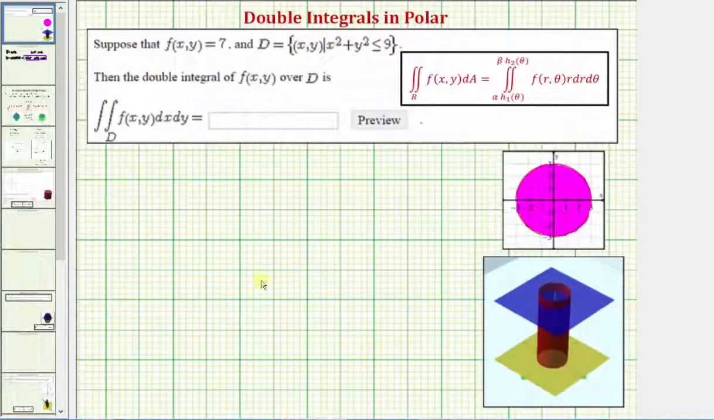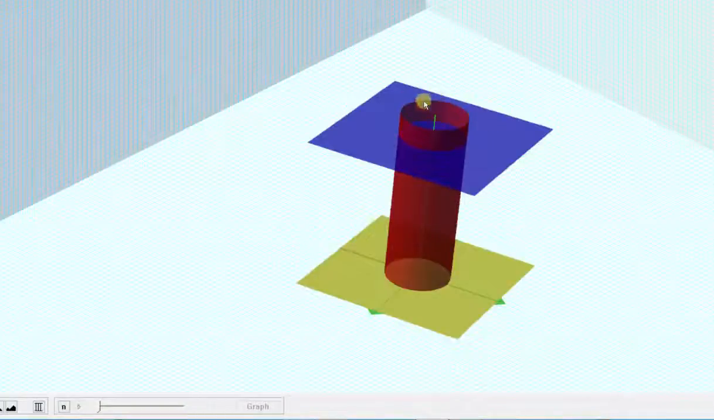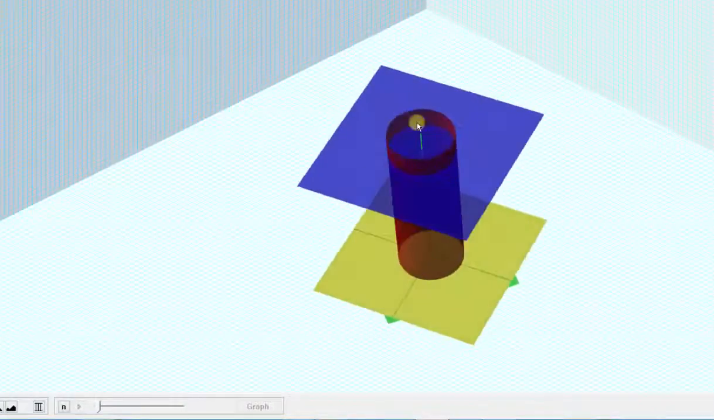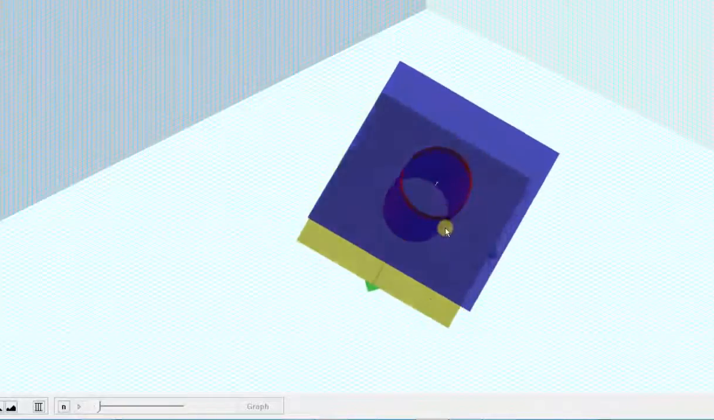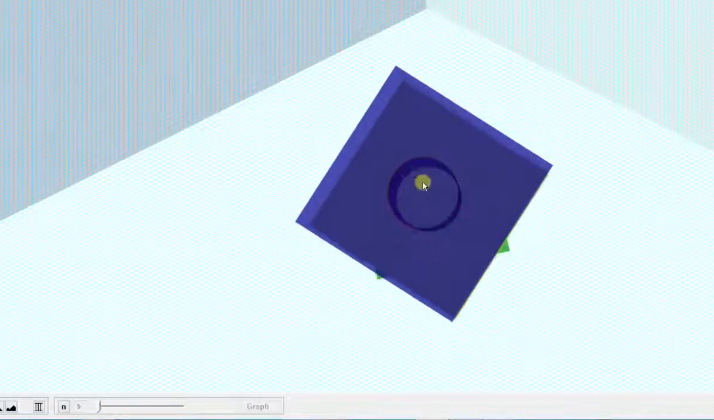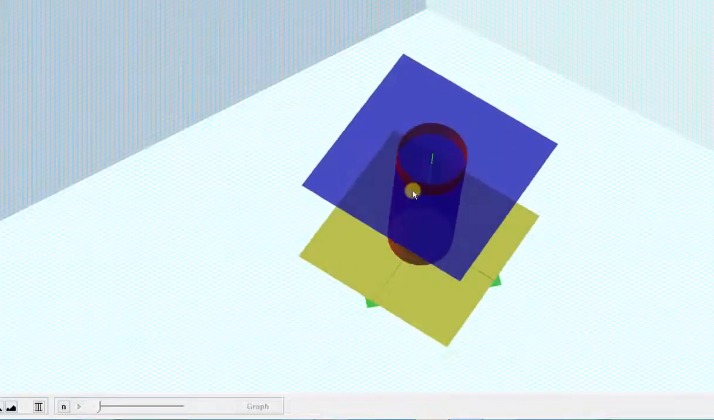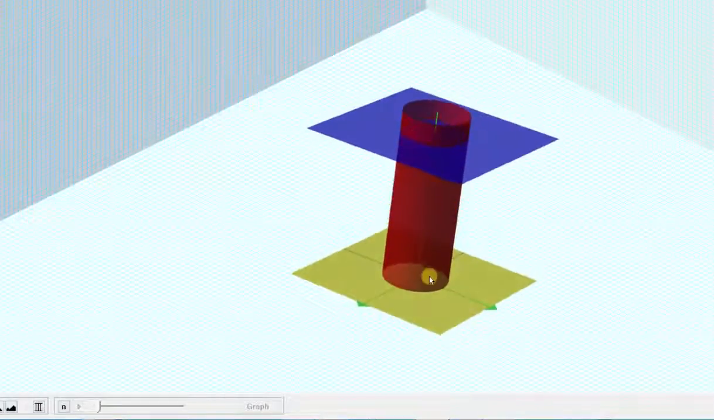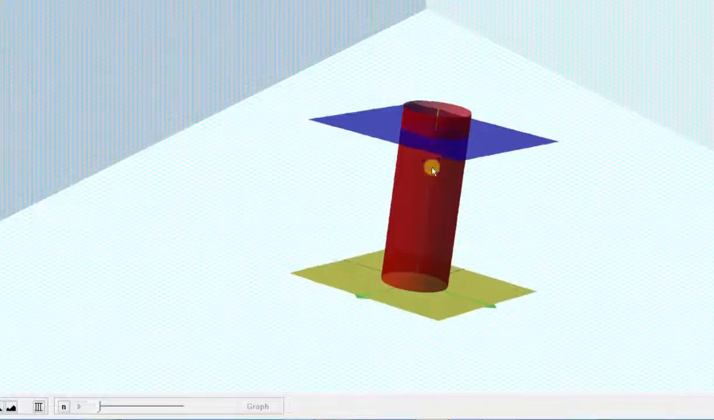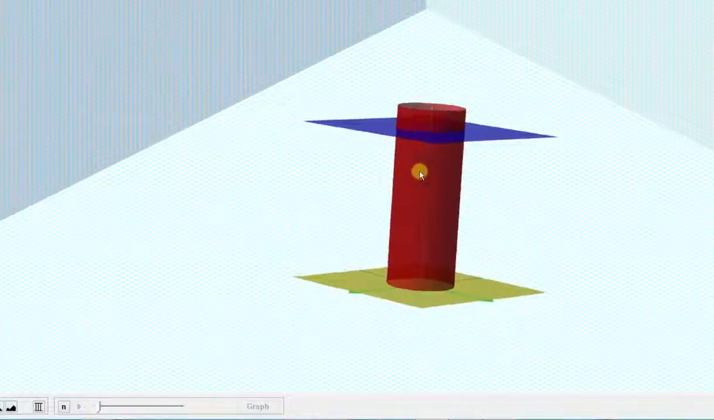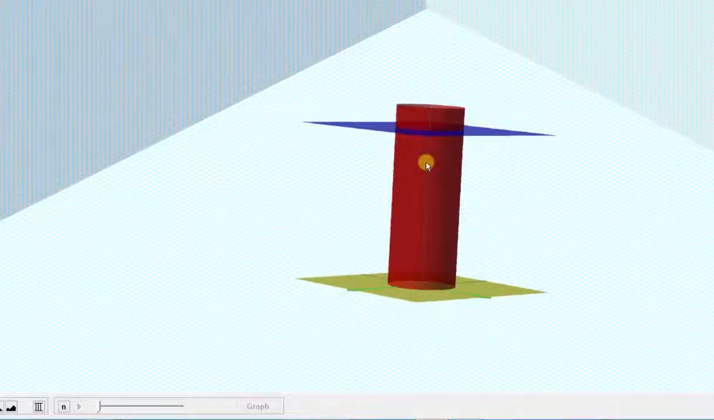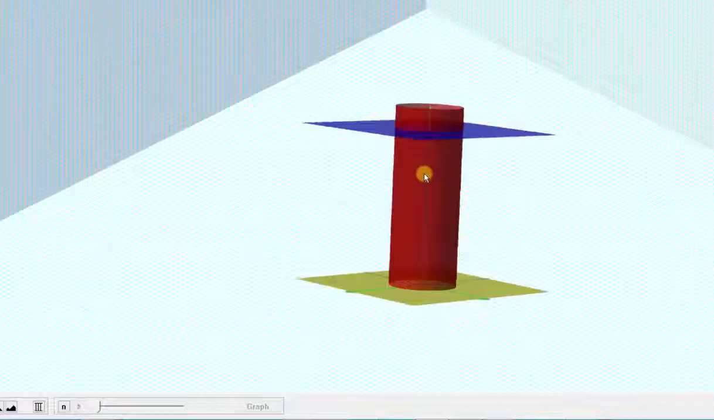So if we look at this graphically, f of x comma y is the plane graphed in blue, the xy plane is graphed in yellow, and we can see the region of integration is this region here looking down on the xy plane. Notice how the volume under the surface above the xy plane over this region is a right circular cylinder, which means we could evaluate the double integral using the volume formula, volume equals pi r squared times h, which we'll do after we evaluate the double integral using polar coordinates.